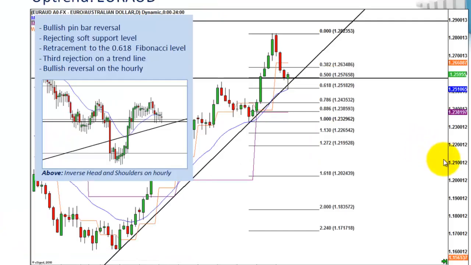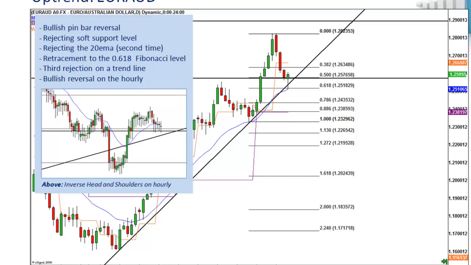We've got it summarized here with a bullish pin bar reversal, rejecting a soft support level at the horizontal level right here. We've also got trend line, third rejection, 20 EMA. So as you can see here, we've actually got a total of 6 reasons to go long.